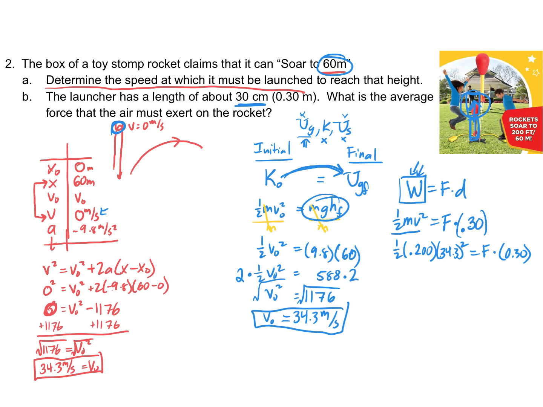34.3 squared. All right, and I get 117.649, which then needs to equal the force times that distance over which the force is exerted. So I can divide by the 0.3 on both sides, right? Divide by 0.3 here, divide by 0.3 here, and what I get is 392.